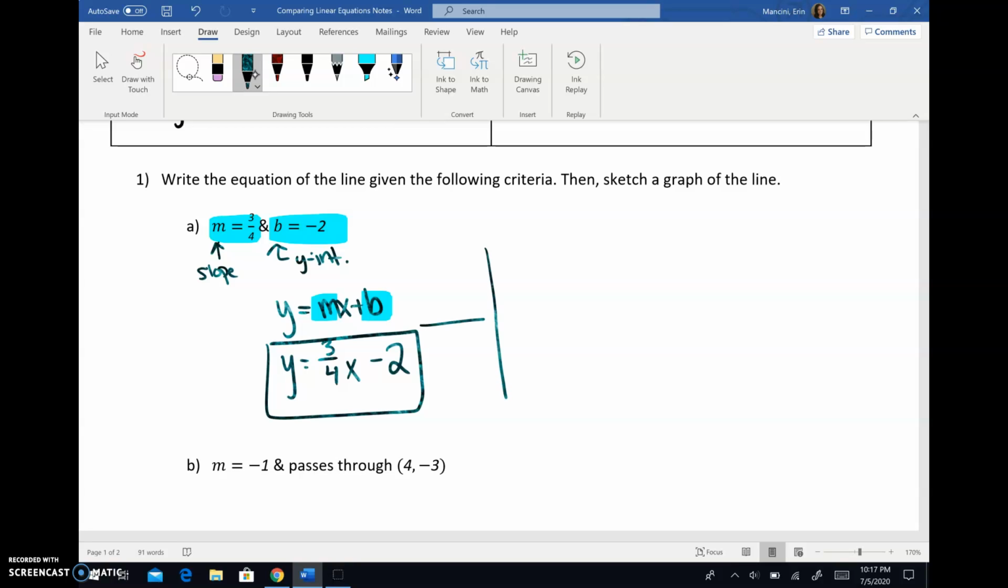If you want to sketch a graph, just as a reminder, b is where you begin. So you begin on the y-axis at your y-intercept. We're going to find where -2 is on the y-axis. It should be somewhere right here. You can just sketch that on your own paper.